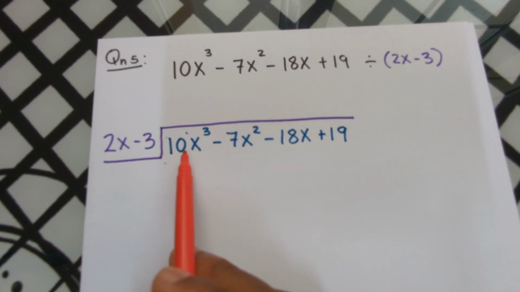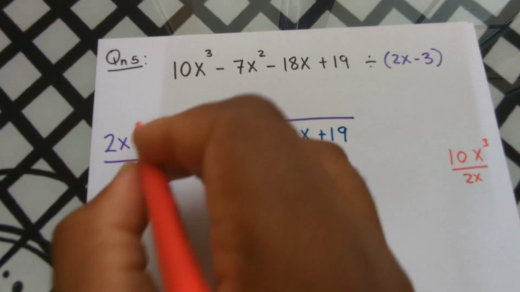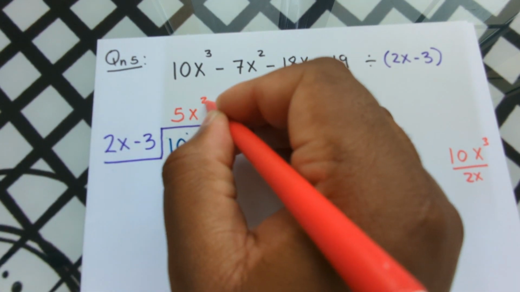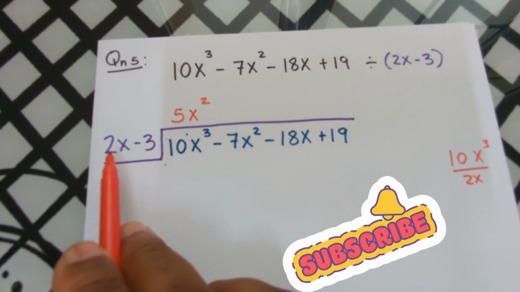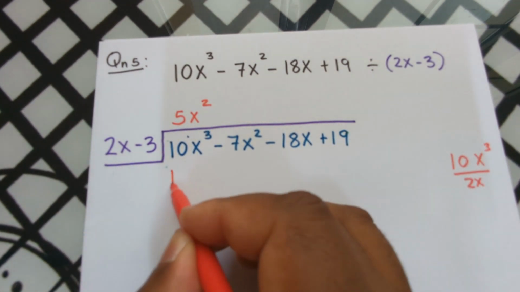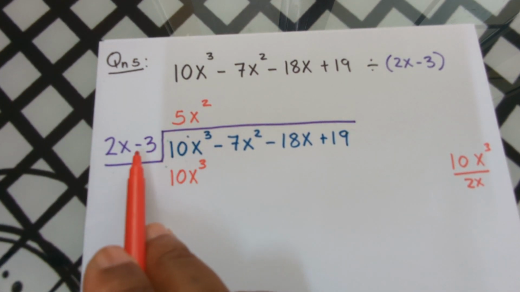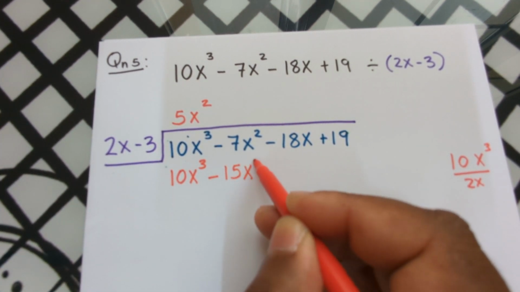So 2x into 10x cubed. So we have 10x to the power 3 divided by 2x. 10 divided by 2, that's 5. So we are going to write 5 here. And x cubed divided by x, that's going to be x to the power of 2. Now let's multiply 5x squared multiplied by 2x. This will give us 10x to the power 3. 5x squared multiplied by negative 3. This one will give us negative 15x to the power of 2.